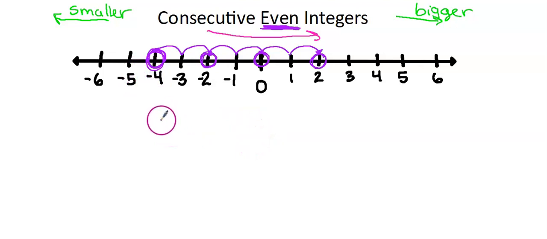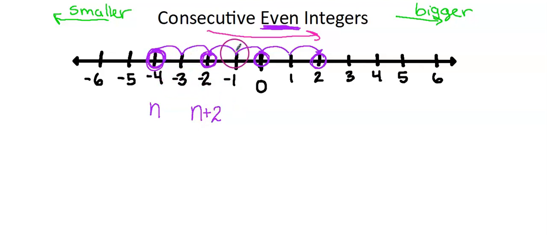Again, I'm going to ask myself the same question. What if I didn't know that I was starting at negative 4? Then I can label that n. And then in the language of n, how far did I go to get from my first number to my next even number? I went 2 places in the positive direction. So I went forward 2, or plus 2.